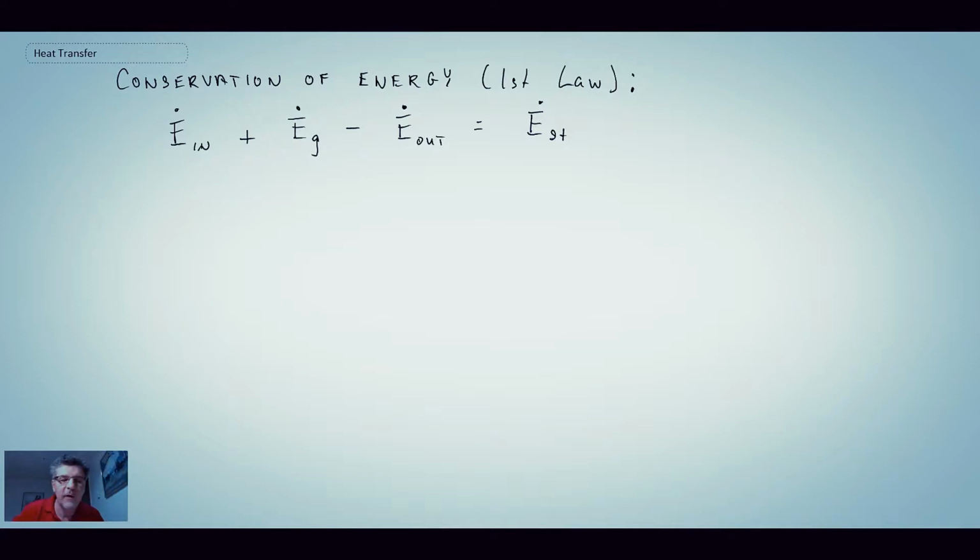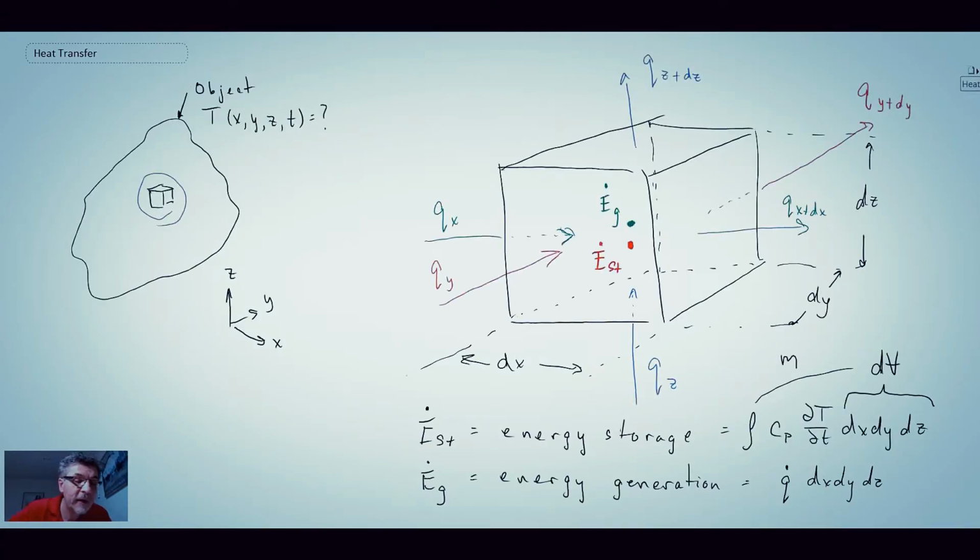Okay, so with the first law, we can say the energy flowing in plus the energy being generated minus the energy leaving is equal to the energy storage. We're going to look at all of the mechanisms by which energy is coming in. Looking back here, where is energy coming in? It's coming from all of these surfaces where we have heat flux coming in, and then the last one is down there.